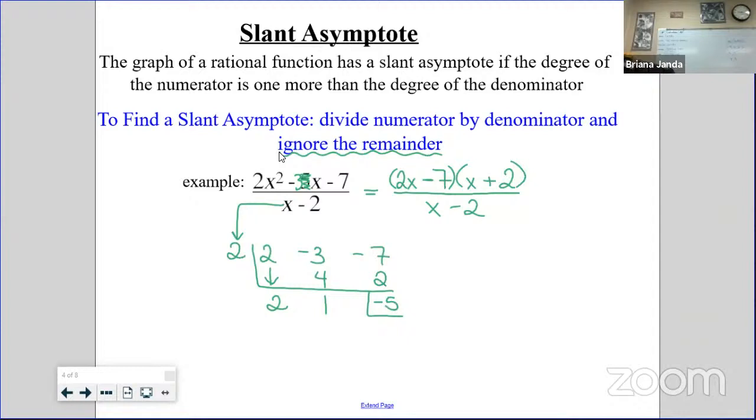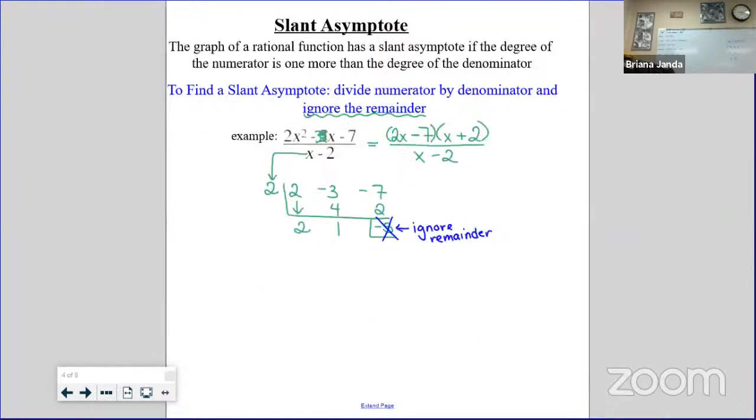You will always ignore the remainder. So at this point, once we have done the division, you ignore whatever this is. It makes no difference. Okay, and to find our slant asymptote, it will be the equation we get when we turn that back into the polynomial. Make sure that you write it as an equation. So it will be y equals 2x plus 1.